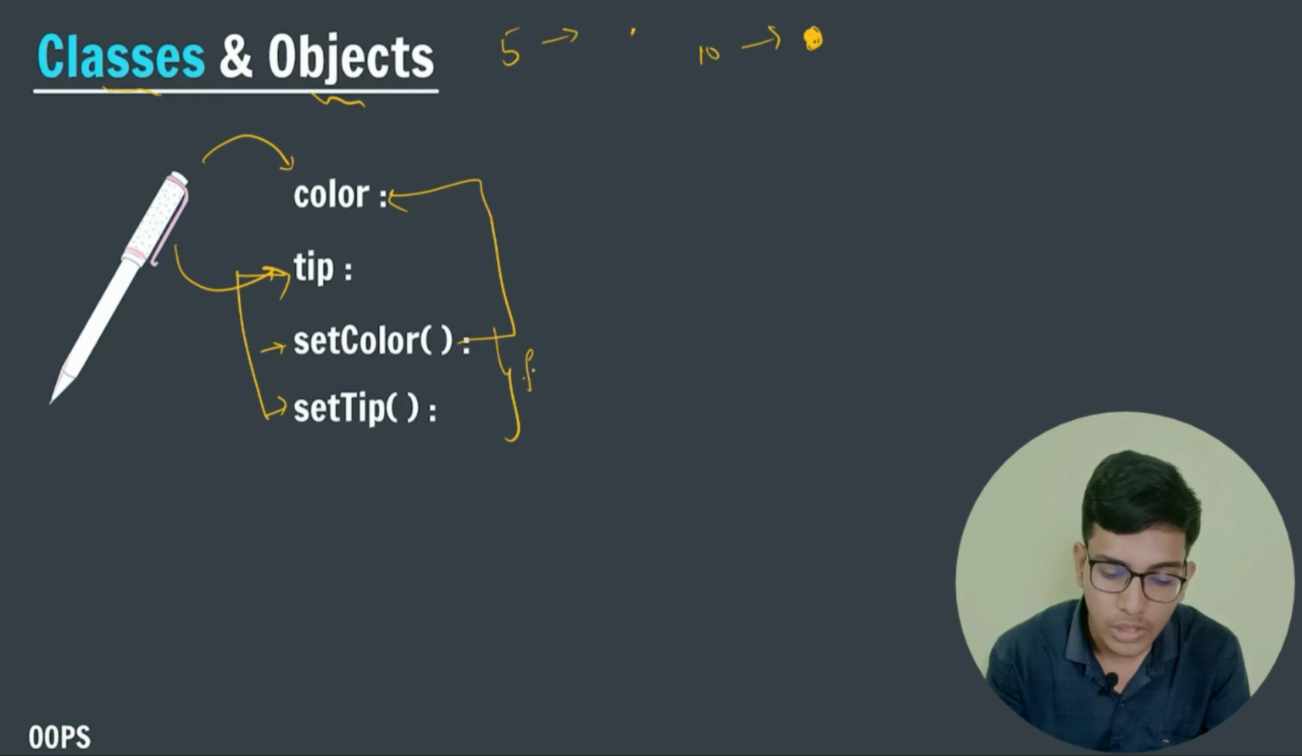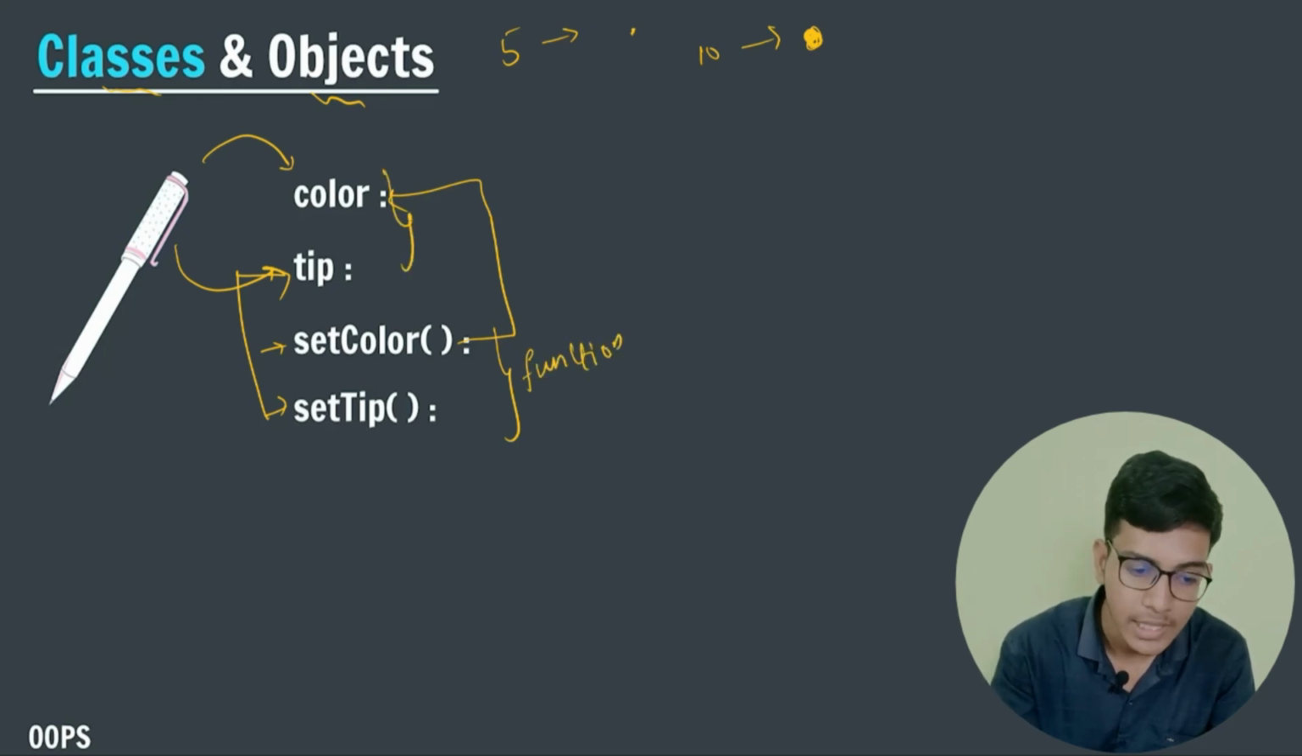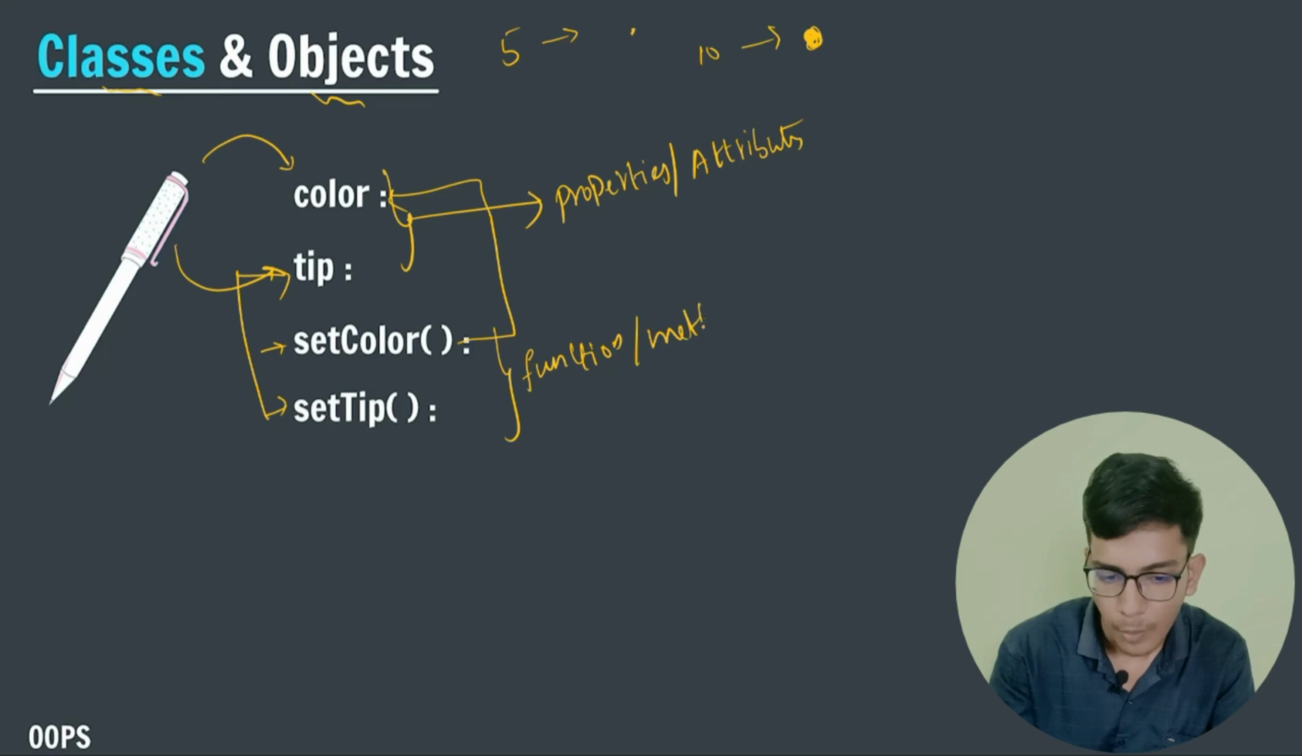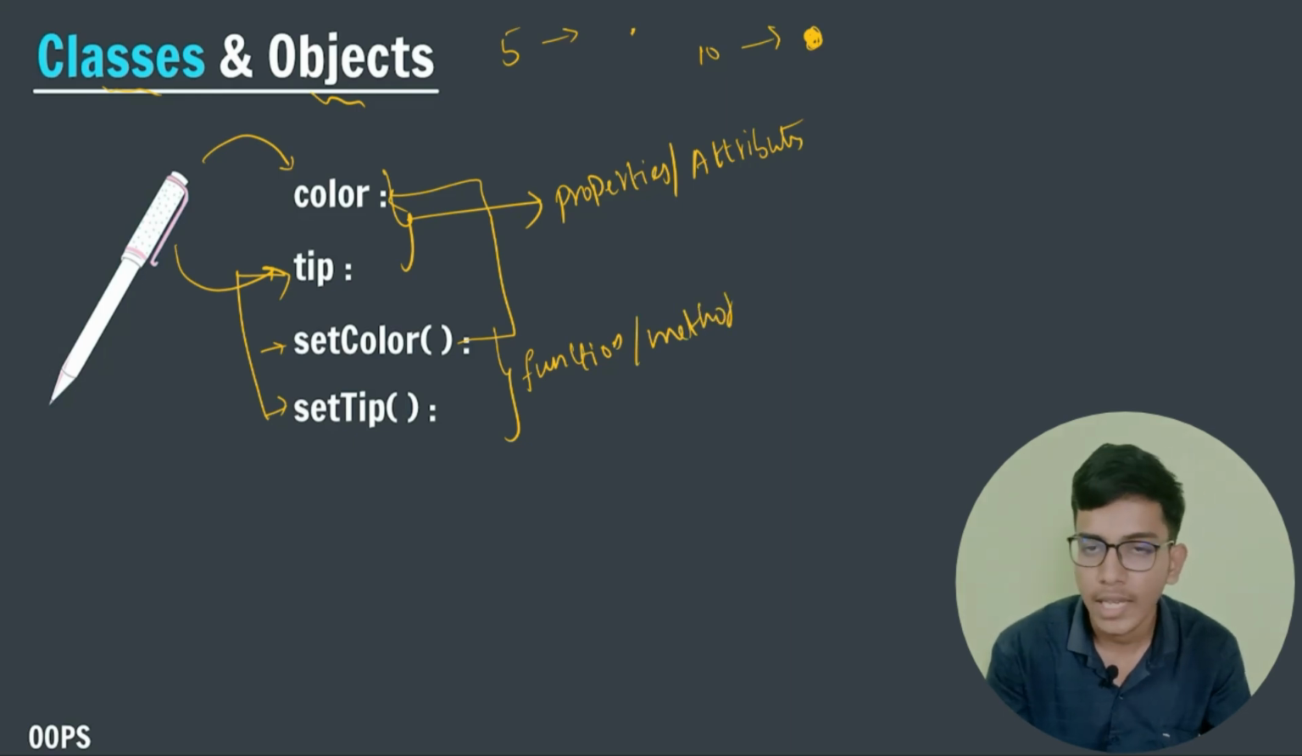So these two things are known as properties or attributes, and these two things are known as functions or methods. Now let us see how we can create an object in Java.